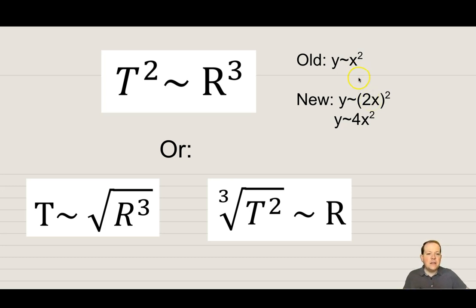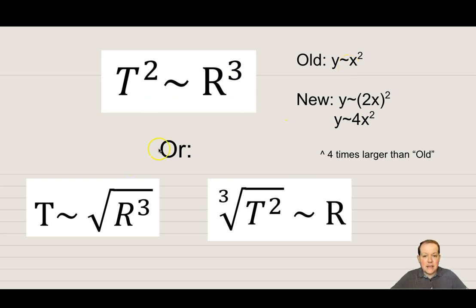So what happens when I double x? Well, notice, in my original, I have y is related to x squared. In my new version, I have also y is related to x squared. Oh, but there's a 4. So what has happened? I have now made my relationship 4 times larger. Now there's an extra 4 in front of my relation.